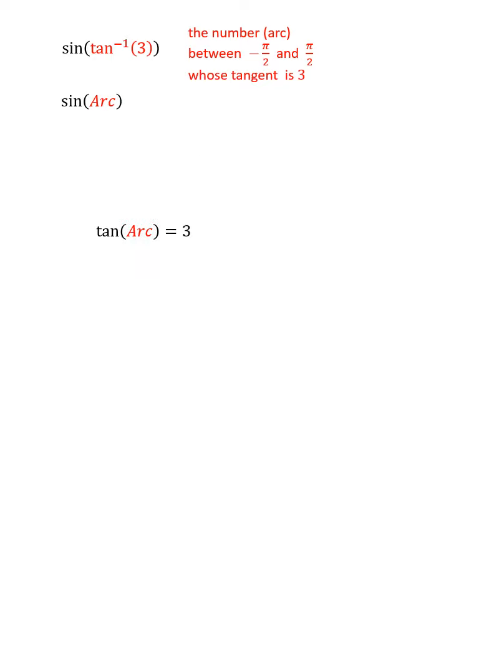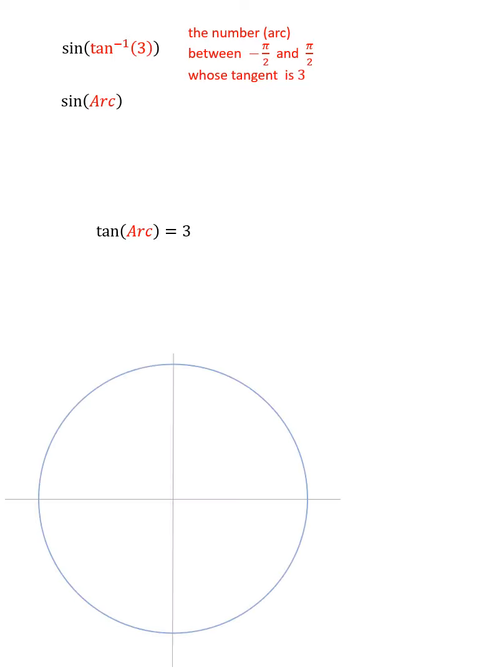Remember, we're looking for an arc whose tangent is 3. That's the definition of inverse tangent. And because that arc has to be between negative pi over 2 and pi over 2, then it must terminate in quadrant 4 or 1 in general, but in this case quadrant 1, because 3 is a positive number, and the tangent is positive in quadrant 1, whereas it is not in quadrant 4. So I'm going to put my terminal point of my arc here in quadrant 1, and the arc that I'm talking about is this arc right here.